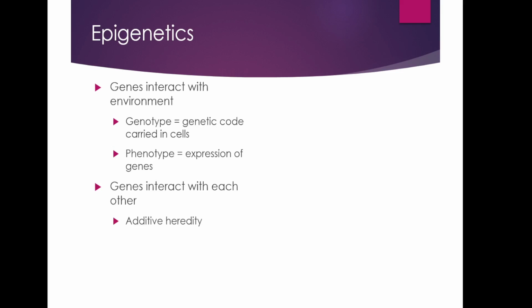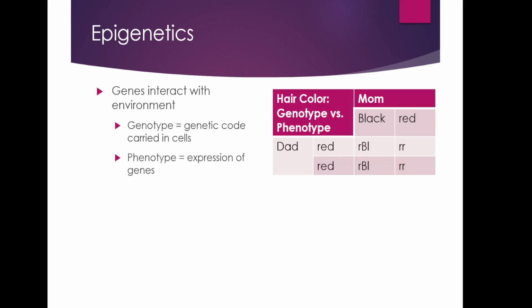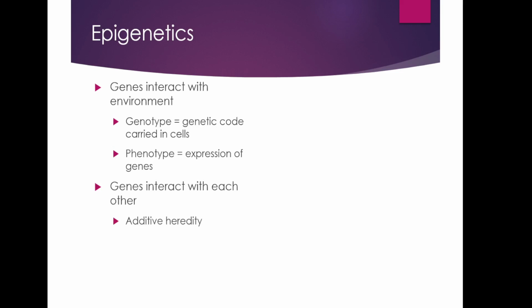Now your genes also interact with each other. Let's go back to mom's and dad's red gene. Mom's red gene may code for a certain shade of red. The red gene that dad donates may code for a certain shade of red, and that will help to determine what actual color the offspring has, right? Those two genes can combine together and produce a different outcome. We call this additive heredity.